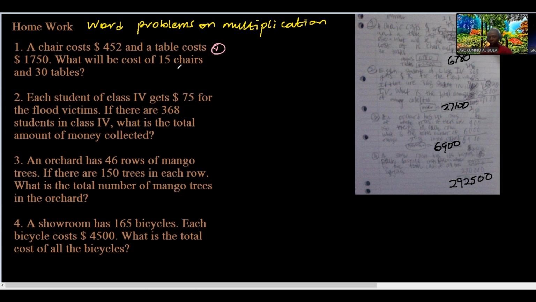I'm hearing you. So it should be total amount, right? Yeah. Okay, good. Let's see. 452 times 15, right? Yeah. Okay.